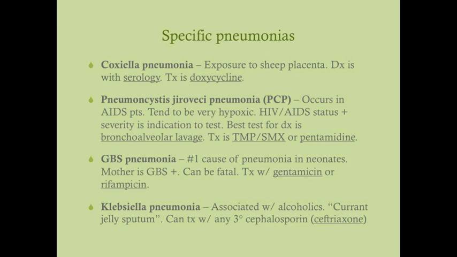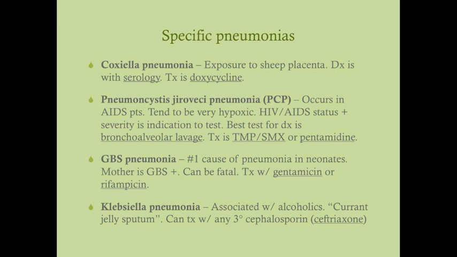Now, you should know that dapsone and atovaquone are used also for pneumocystis jirovecii pneumonia, but they are not used for therapy. They are used for prophylaxis. So patients who have a low CD4 count, who have AIDS, are given dapsone or atovaquone to prevent pneumocystis jirovecii pneumonia. But that is not therapy. Therapy is trimethoprim sulfamethoxazole or pentamidine.